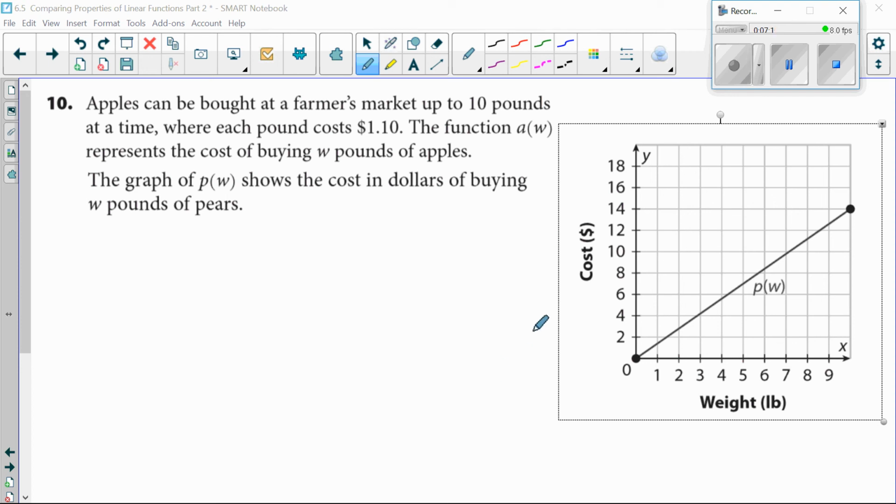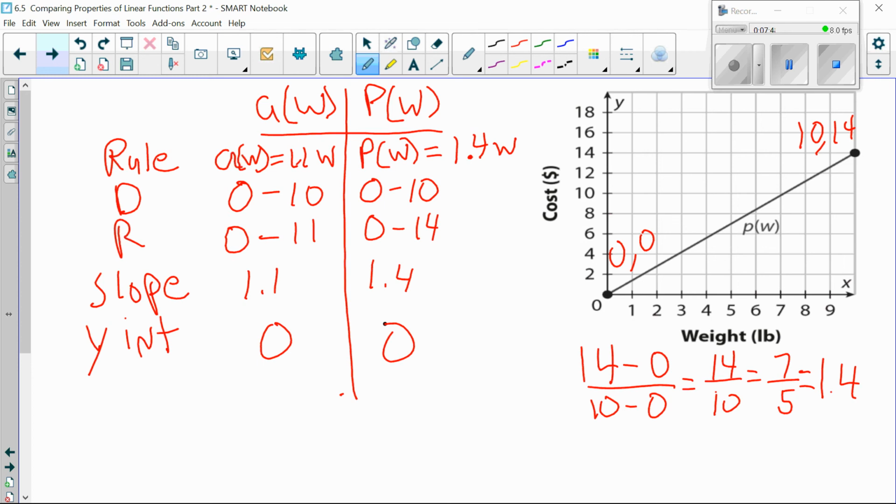Now, take a look at number 10 here and see if you could do the same thing. Write out the rule, write out the domain, the range, the slope, the y-intercept, and then compare the two. Since it's giving it to you in dollars, go ahead and change your slope into actual dollars and cents. In other words, use a decimal instead of a fraction. So you can go ahead and pause the video right here. Okay, so once you solve it, you should get something like this.